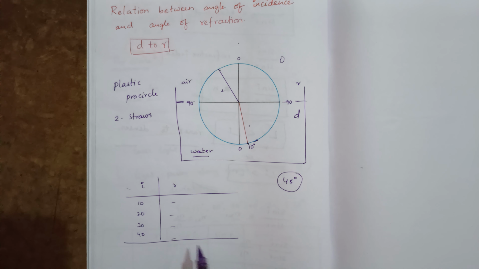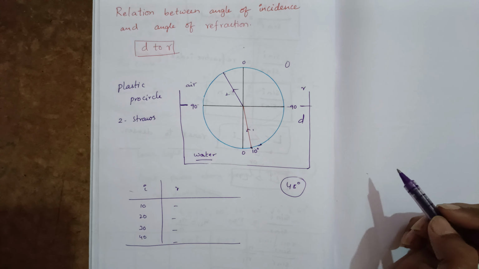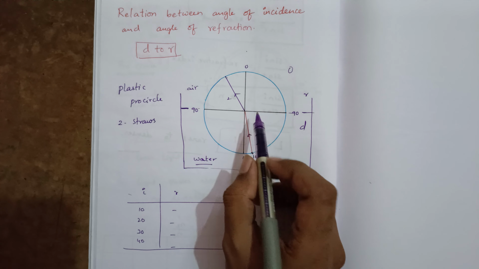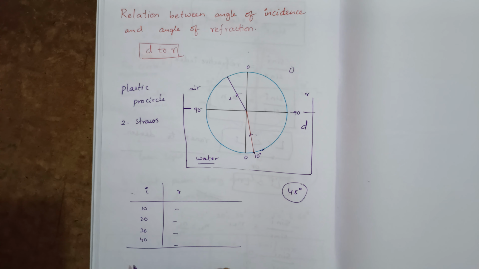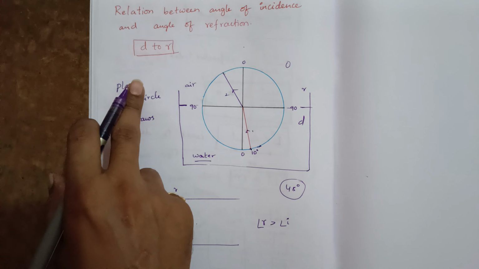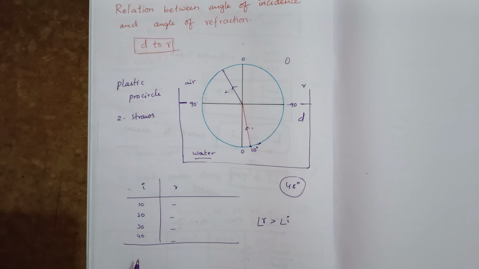This red color is the incident ray, and this is the refracted ray. The incident ray comes from denser to rarer. For all positions we can observe that for all angles of incidence, the angle of refraction is more than the angle of incidence. Angle of refraction is always more than angle of incidence when a light ray travels from a denser medium to a rarer medium.